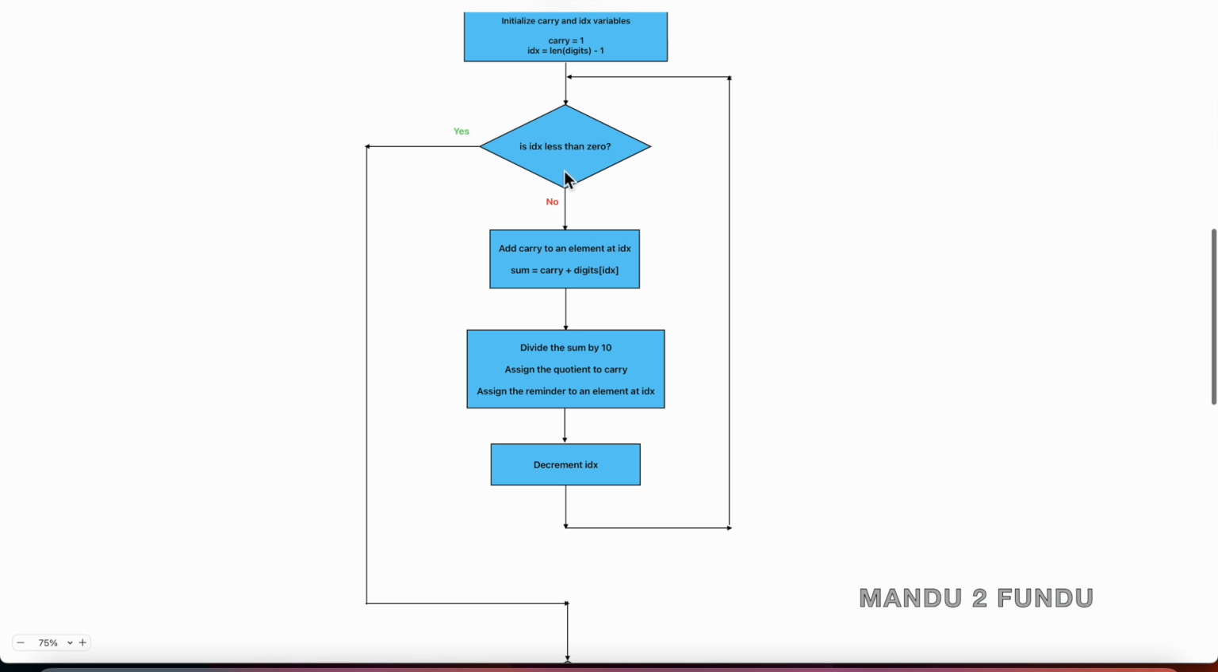Then we enter the for loop. There we check whether the index is less than 0. If so, we break out of the loop. Otherwise we enter the body and we add the current carry value to an element at index idx.